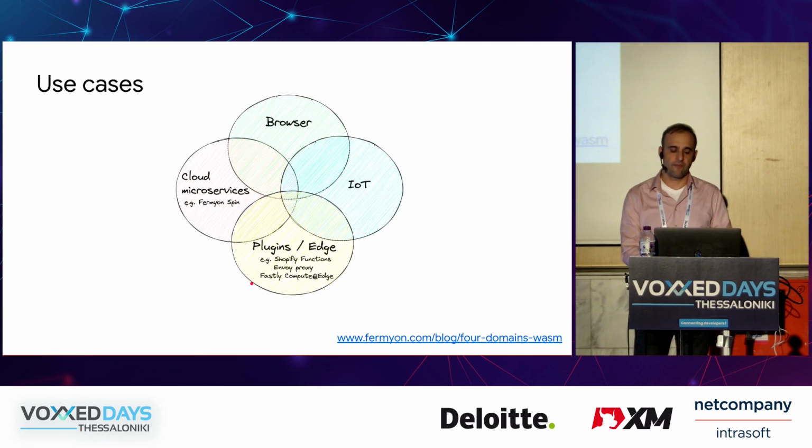Shopify is one example. Envoy Proxy is another example, where you can deploy a filter using a WebAssembly module. Fastly has something called Compute Edge. So we see these kinds of use cases coming up.